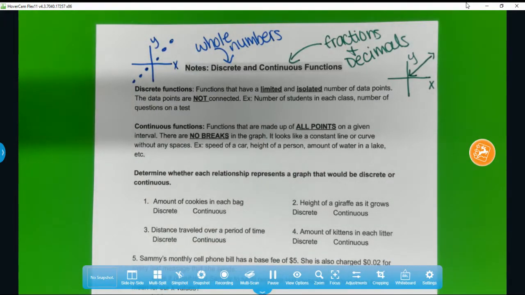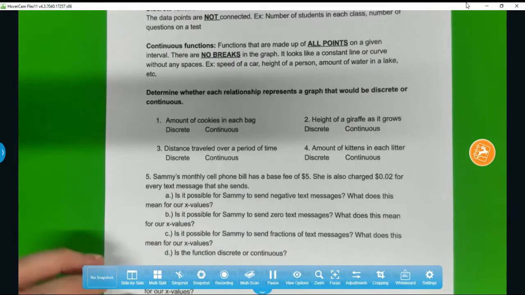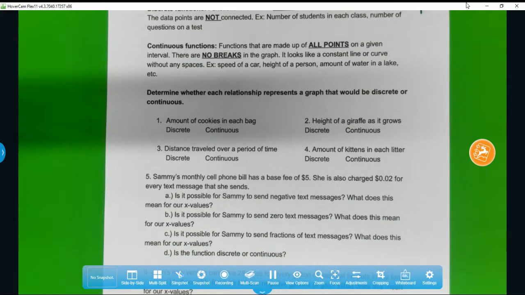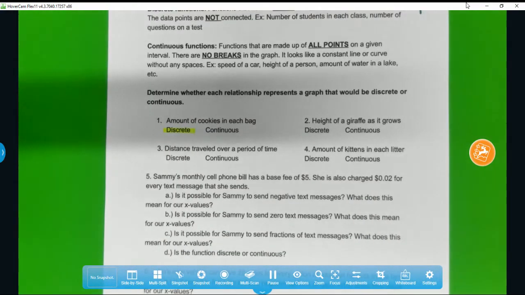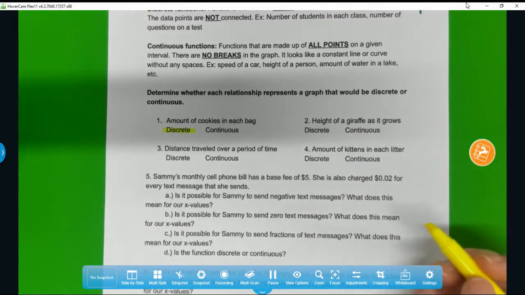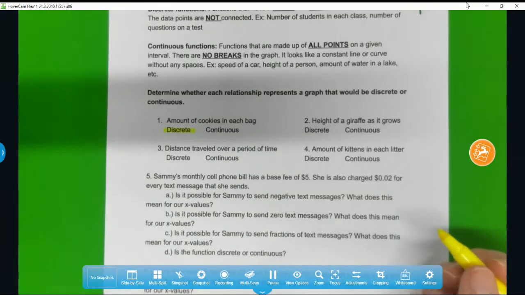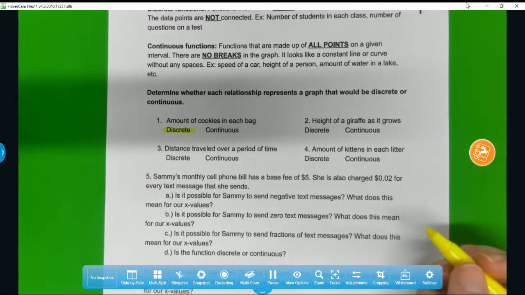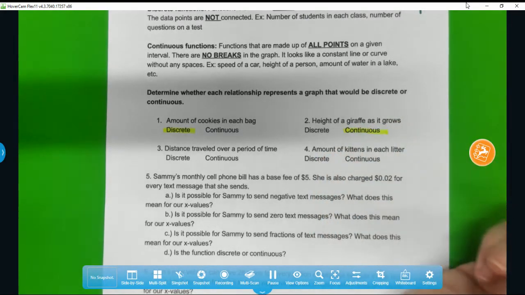Okay, so we're going to look at these situations and determine whether each relationship is discrete or continuous. So when you go shopping and you buy cookies in a bag, okay, in a perfect world, you're only going to have whole cookies. So that situation is discrete. Okay, the height of a giraffe as it grows. So the height of a giraffe is similar to measuring the height of a person. You can be 5'5.5". You are going to continuously grow, so that is a continuous function.